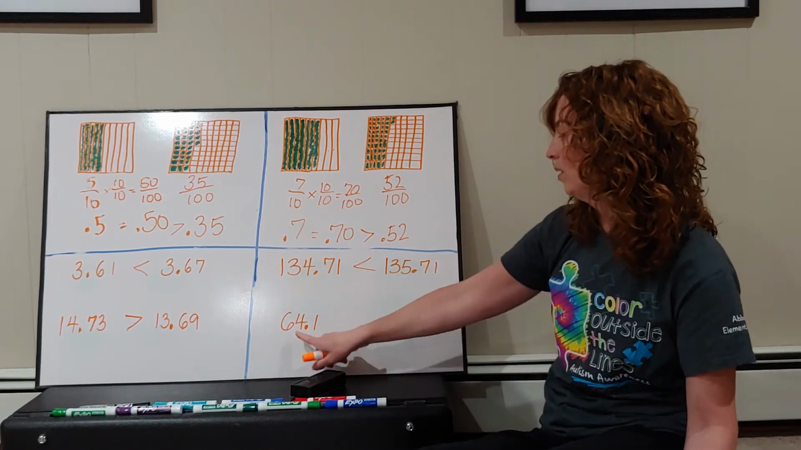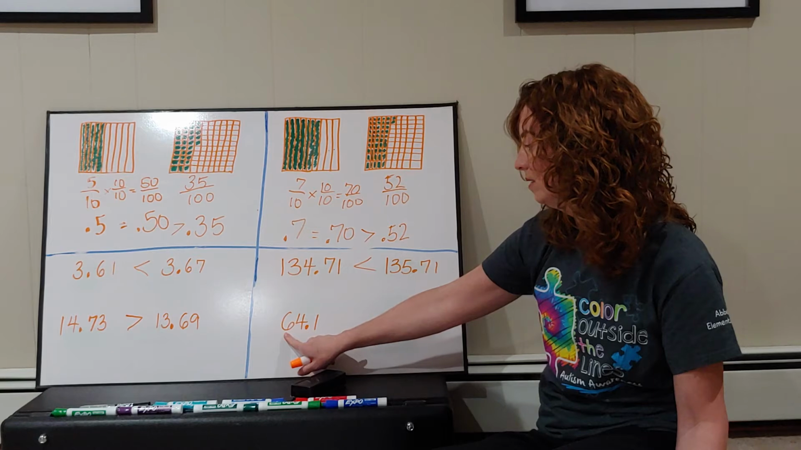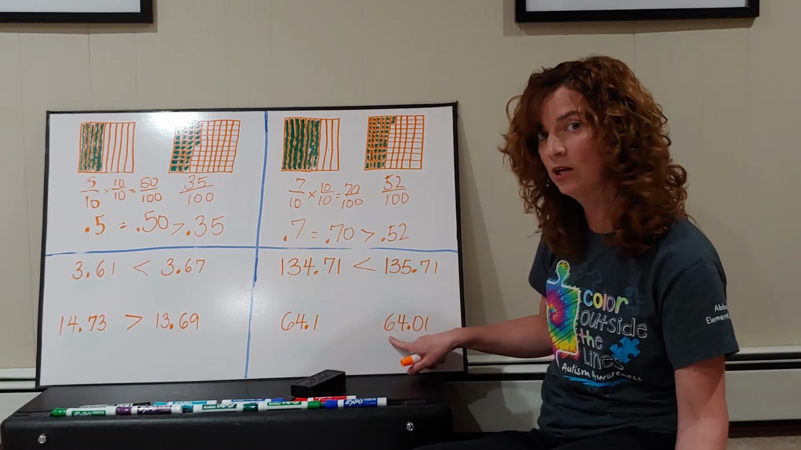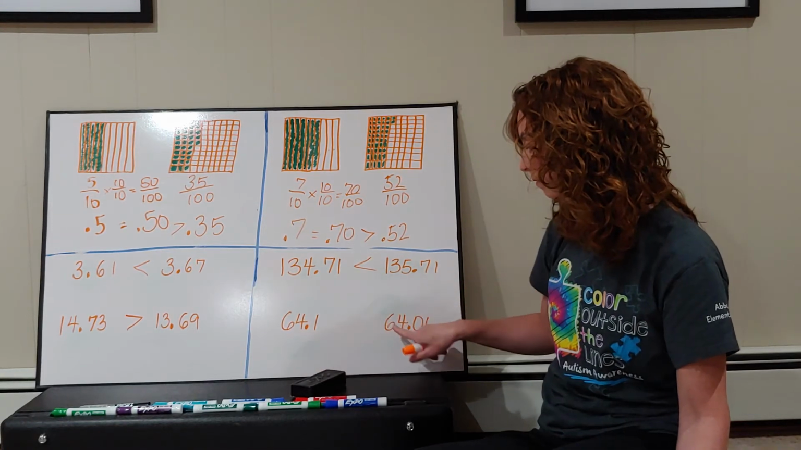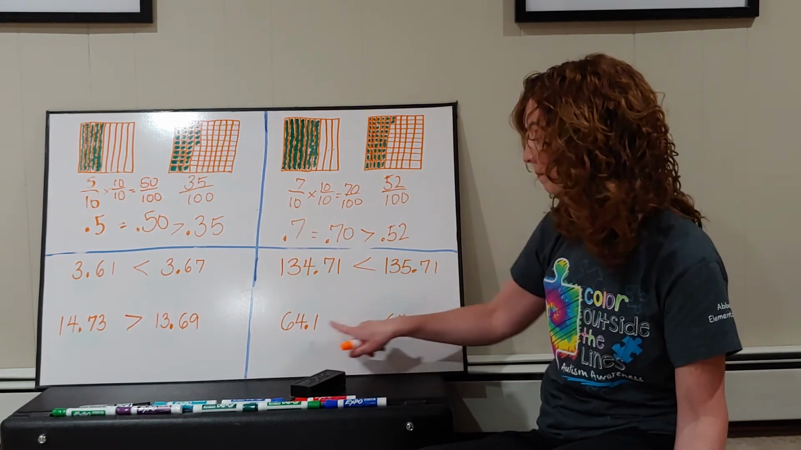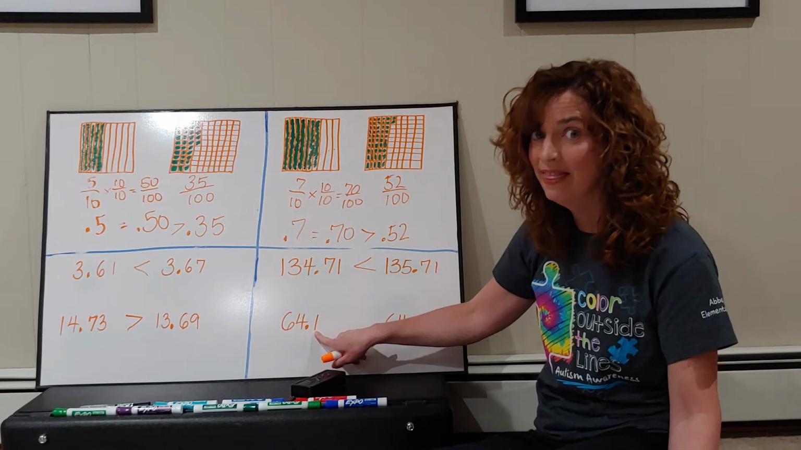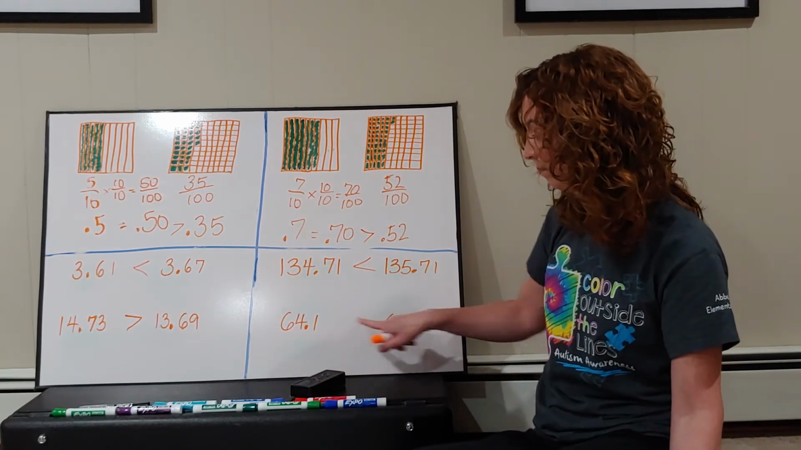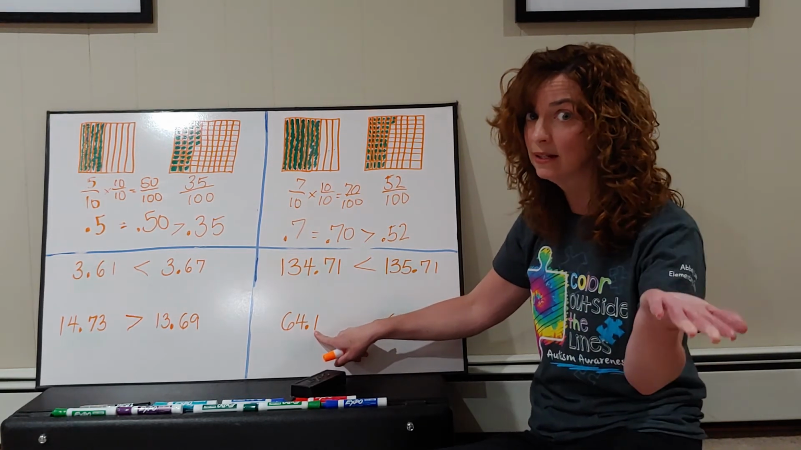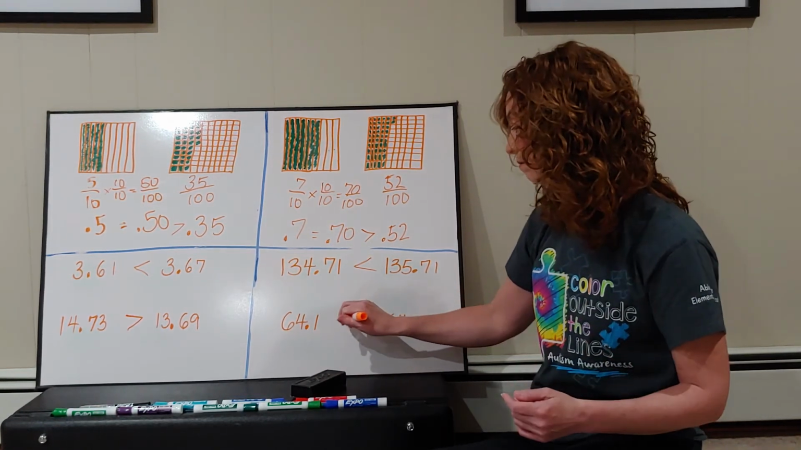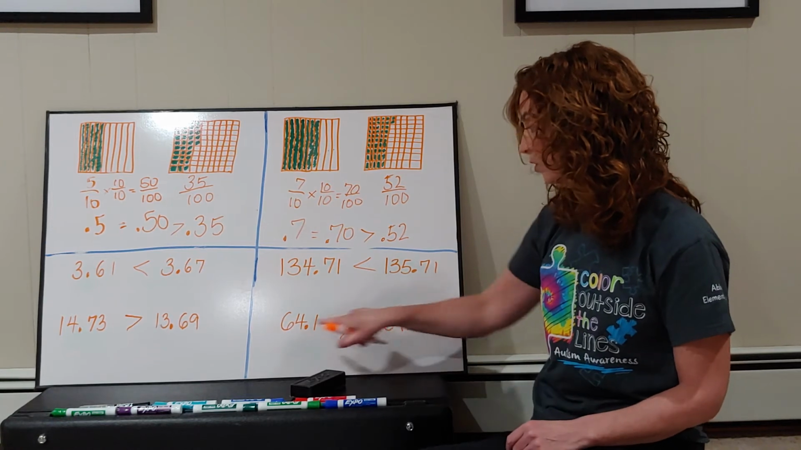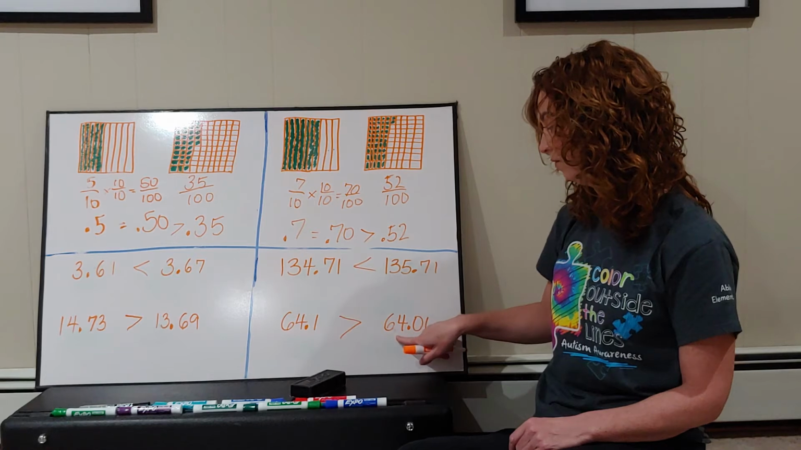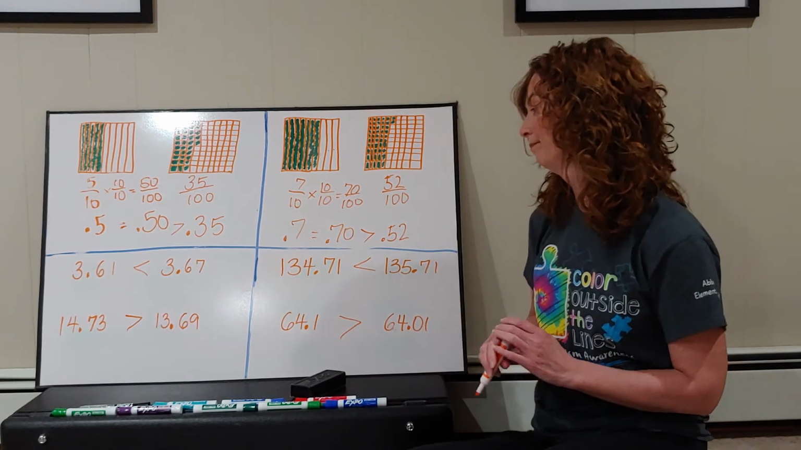All right, let's start here. We have a 6 in the tens column and another 6 in the tens column. Equal. 4 in the ones, 4 in the ones. Equal. We have a 1 in the tenths column, and here we have a 0 in the tenths column. So I know 1 is greater than 0. So therefore 64 and 1/10 is greater than 64 and 1/100.